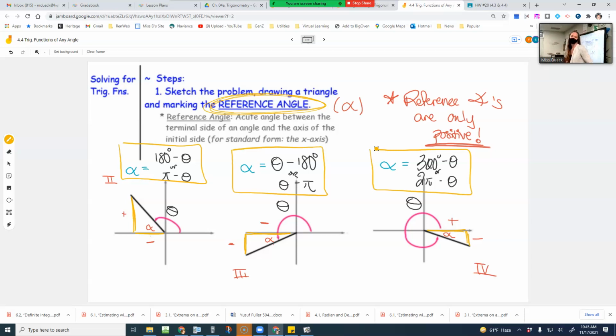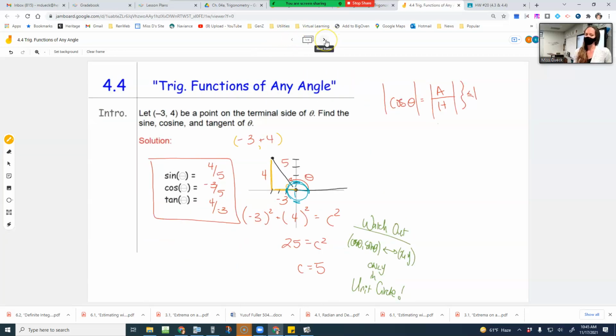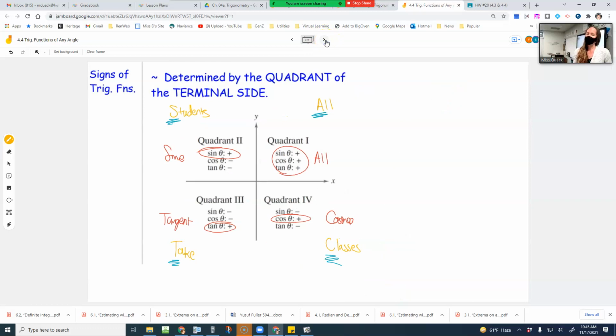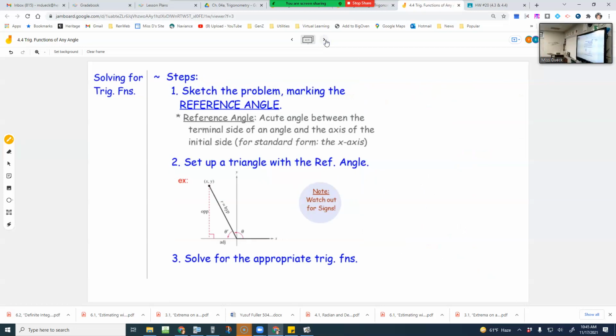The slide is there if you need any more detail. However, once again, this is step 1 in solving for trig functions in section 4.4, any angle. So not just 90, but going past 90, into the second, the third, the fourth, which we've already technically done. But this is the book saying, go past.